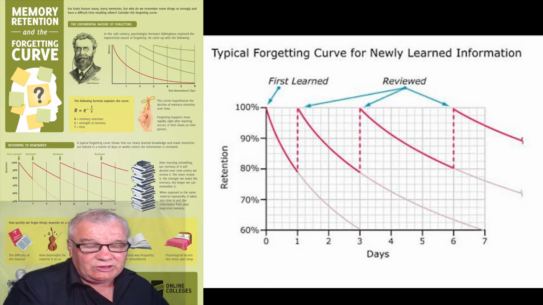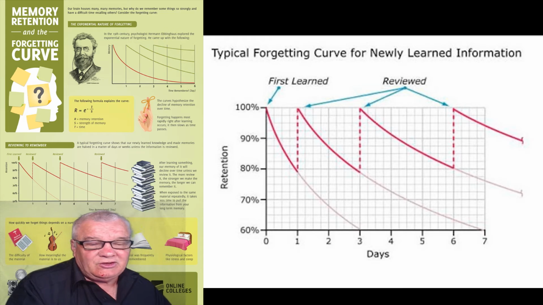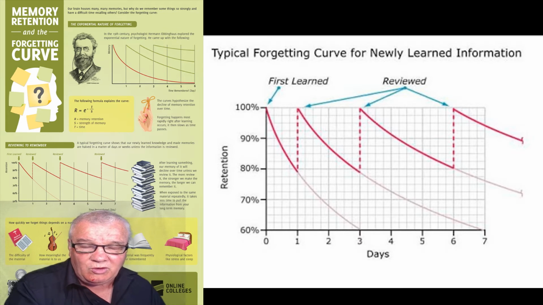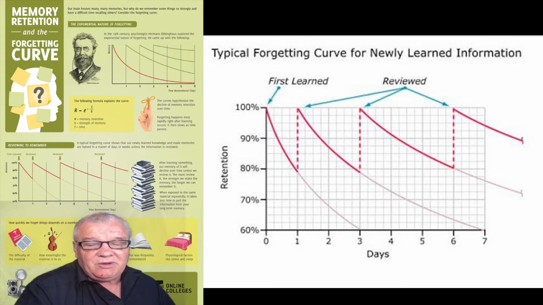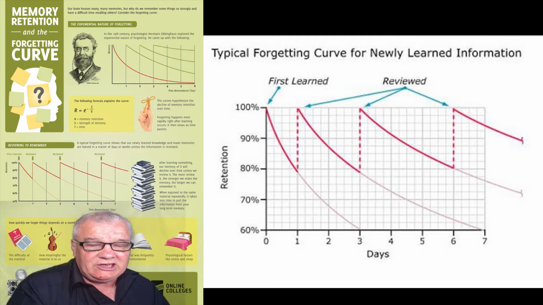However, if after 1 day you reviewed the material back up to 100%, it then would take 2 days to lose 20%. And if that was followed by a further review, then 3 days to lose 20%, and so on. So what he found was that by reviewing the information at regular intervals, you could retain it for longer.